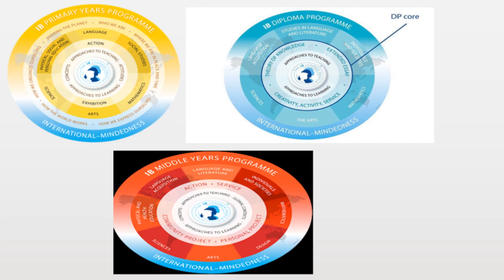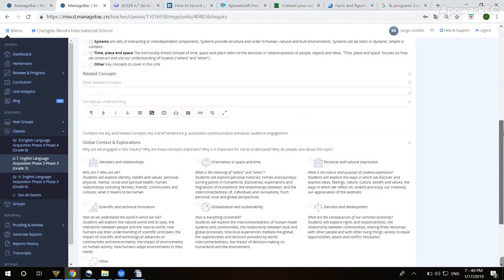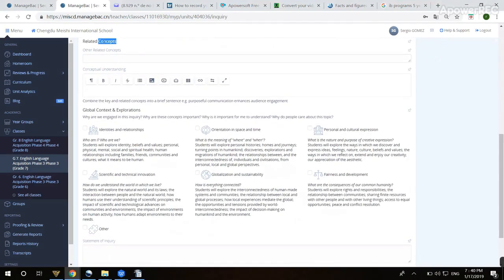First things first, the IB is a program that includes PYP for elementary, MYP for middle school and the first 2 years of high school in the US, and DP for the last 2 years of high school in the US. The IB educational philosophy is based in constructivism.